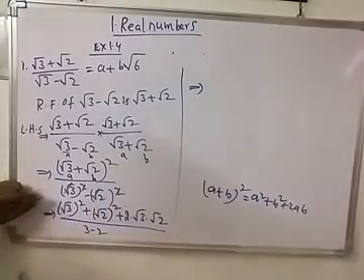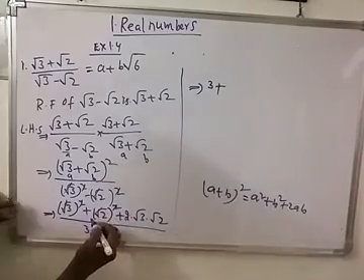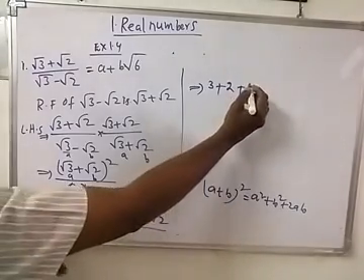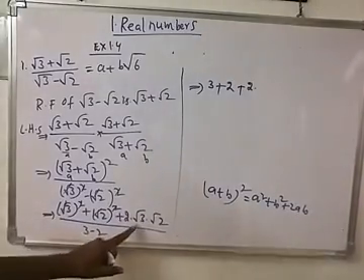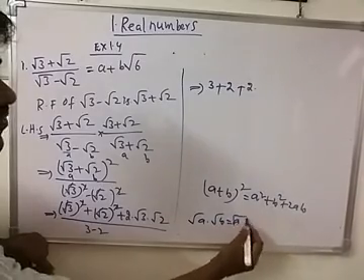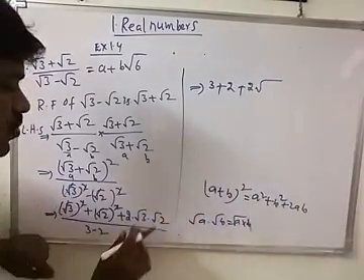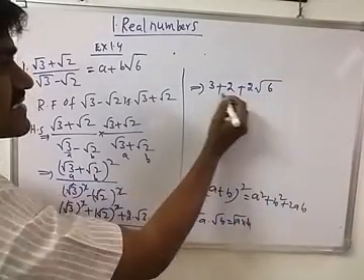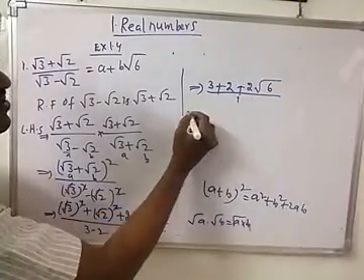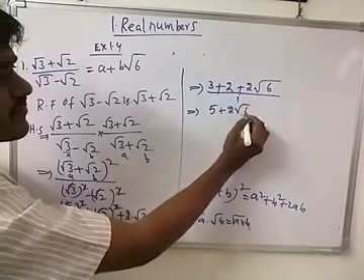That implies the square roots cancel, remaining 3 plus 2 plus 2 into square root 3 into square root 2. We know that square root a into square root b is equal to square root of a into b. So that is square root of 3 into 2, that is 6, divided by 3 minus 2, which is 1. So that implies 3 plus 2 is 5 plus 2 square root 6.